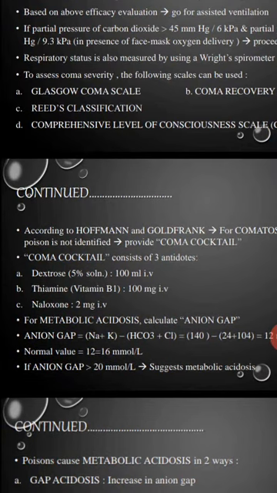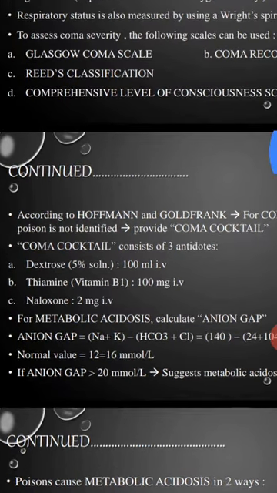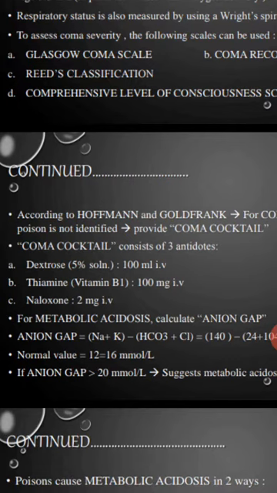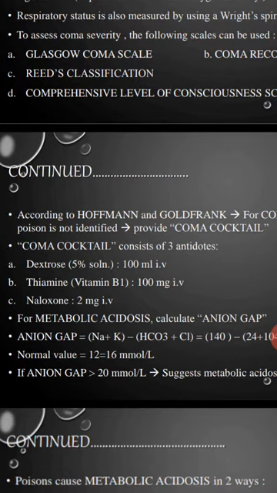The cocktail consists of three antidotes. One is dextrose, 5% solution, 100 ml given by IV, along with thiamine B1, 100 mg by IV. Naloxone is an opioid antagonist. This is about the coma cocktail. You have to give it immediately to the patients to prevent coma.